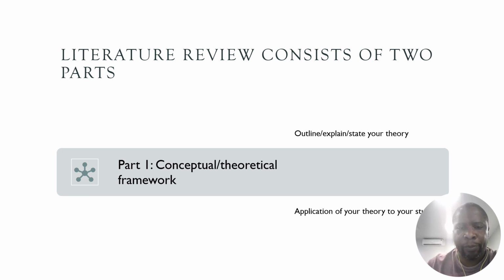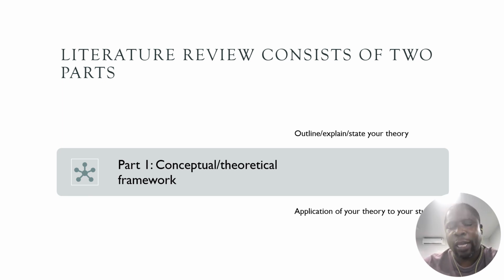In literature review, literature review consists of two parts. It's very important for you to know this because most of the students, when you write your literature review, you send it to your supervisor. The supervisor says, no, it's not enough, go and write again, because you have not addressed the two important parts of a literature review. The first part that consists of your literature review is conceptual or theoretical framework.